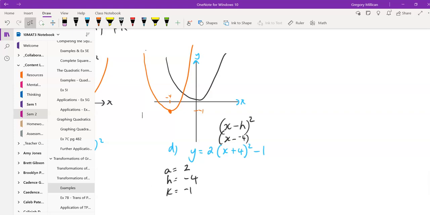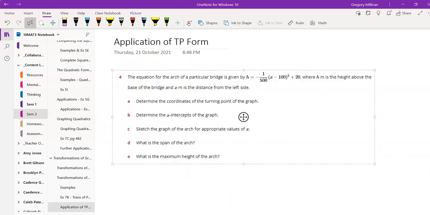So look, 0 plus 4 is 4. 4 squared, 16 twos, take away 1, 31. So, does that look reasonable given my graph? Is it quite high up the y-axis? Yeah? So my graph looks reasonable. So we can find x and y intercepts with the equation reasonably easily. Well, we've done practice of that already. That's where we're going next week. And then we're going to look at questions like this one.